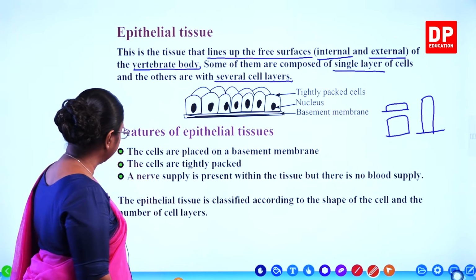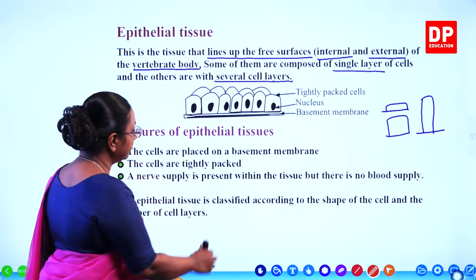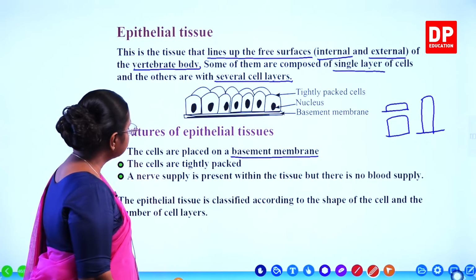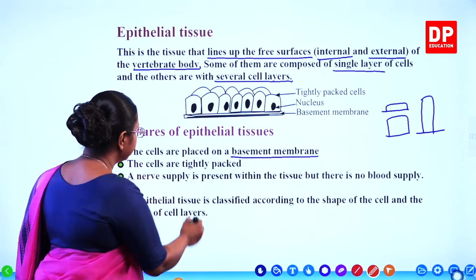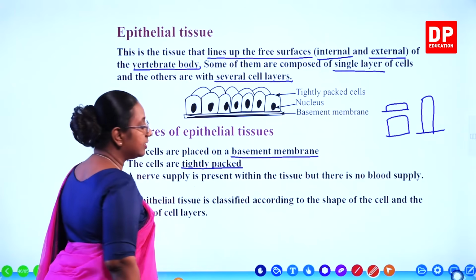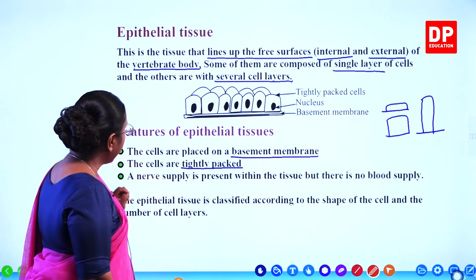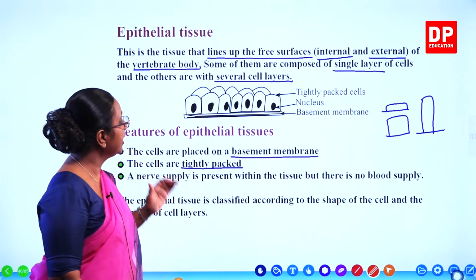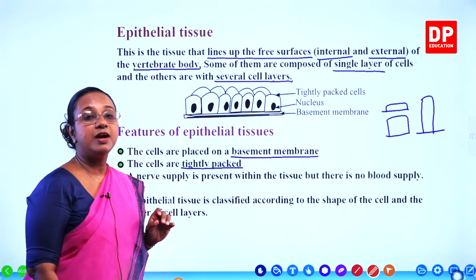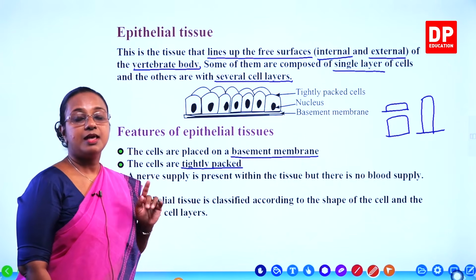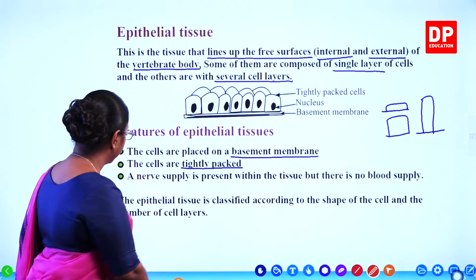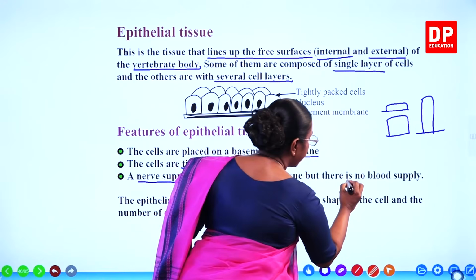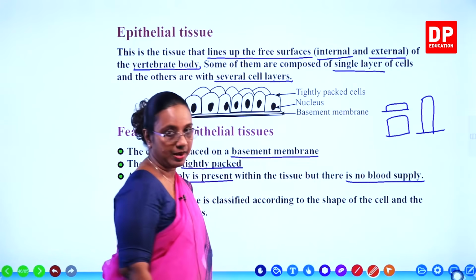If we look at it again, the cells are placed on a basement membrane. The cells are tightly packed. That means there is no intercellular space. And another important feature is that there is enough nerve supply, but there is no blood supply. So a nerve supply is present, but there is no blood supply.